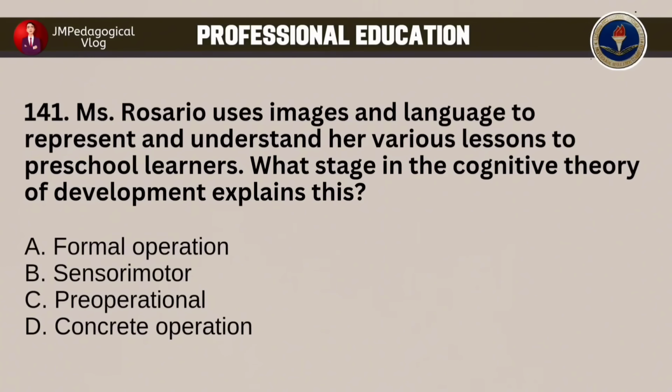141. Ms. Rosario uses images and language to represent and understand her various lessons to preschool learners. What stage in the cognitive theory of development explains this? a. Formal operation. b. Sensorimotor. c. Preoperational. d. Concrete operation. c. Preoperational.